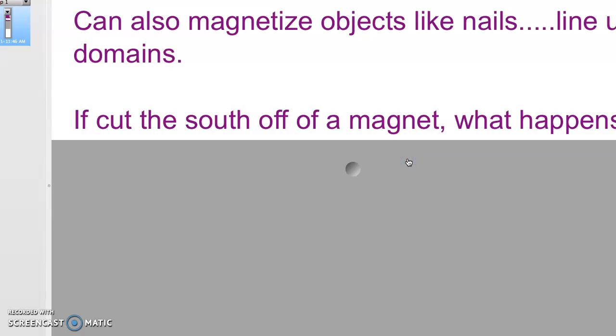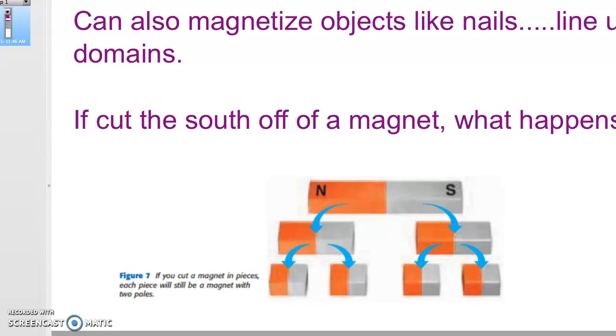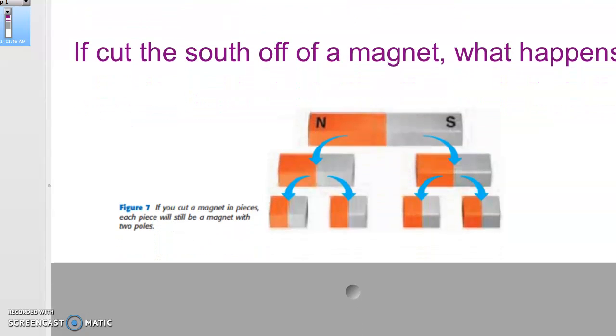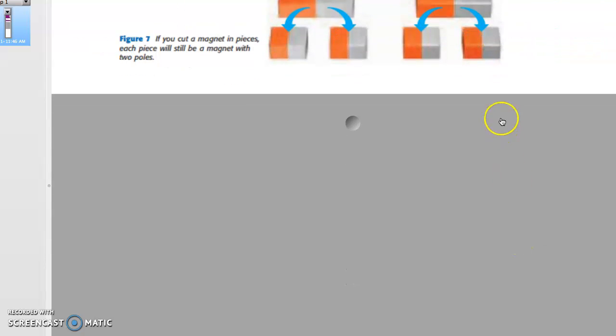So what happens if we cut the south end off of a magnet? Think about that for a second. So you have a north and a south. What if we were able to cut the south off? What happens? Well, as you read in your book, there becomes a new north and south. So if you look at this, say we were to cut this right down the middle, we have two magnets now that have their own north and south. And then we can keep doing that, right? They're just showing you that in that picture.